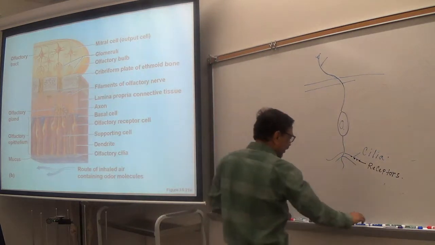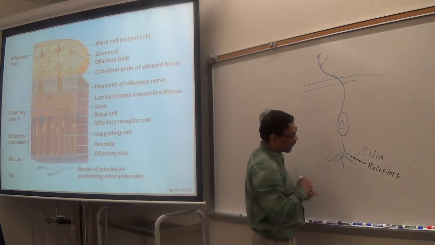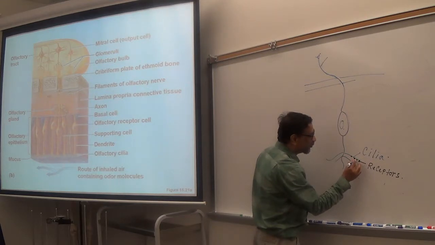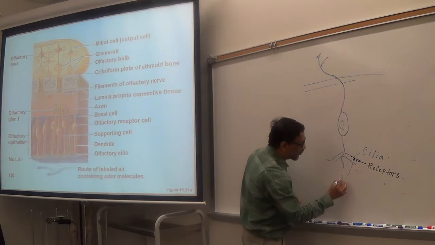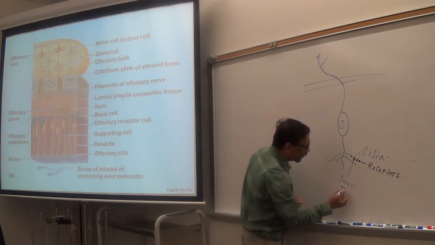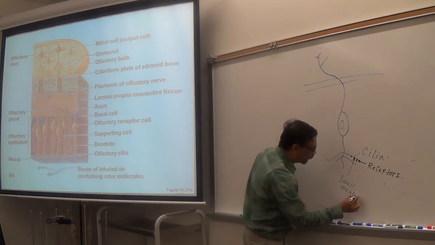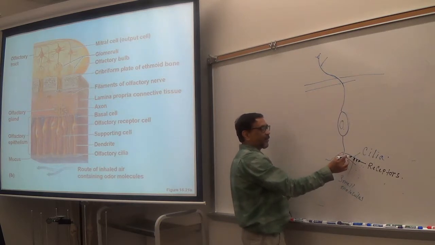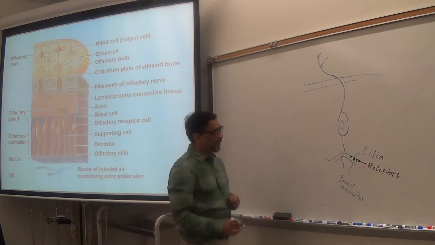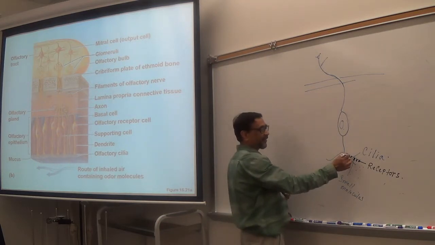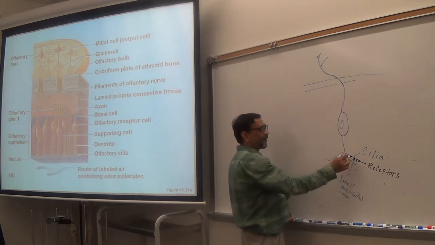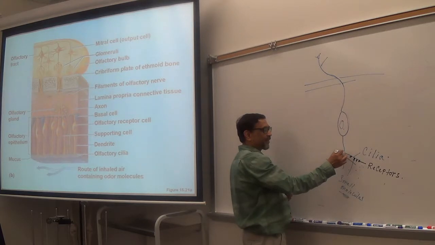So smell molecules are very small and enter into the nose and bind with the receptors. So these are the smell molecules, or olfactory molecules, binding with the receptors. And when that binding occurs, the receptors are activated. So to activate the receptors, you need the signal molecules, smell molecules, to get attached to them. When that happens, the signal travels this way.